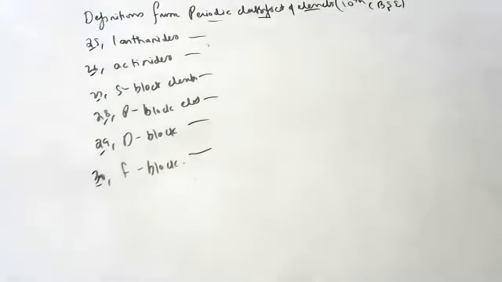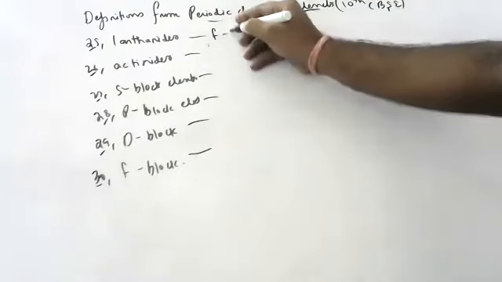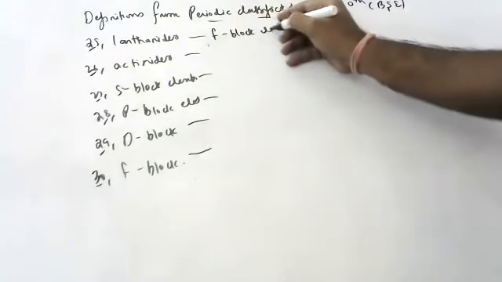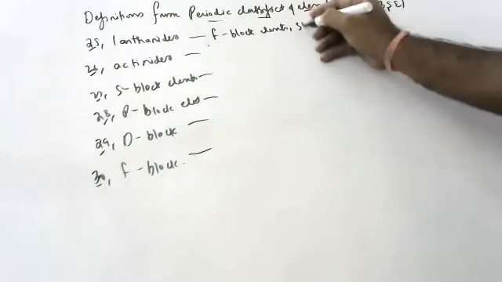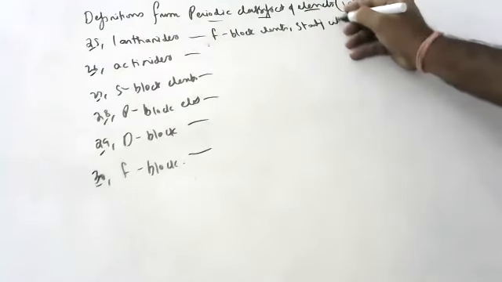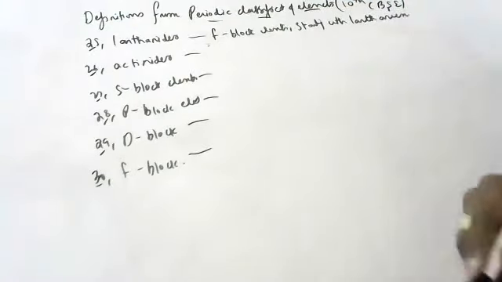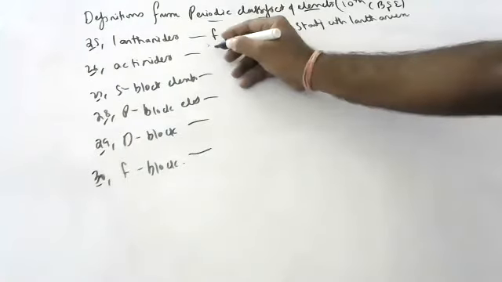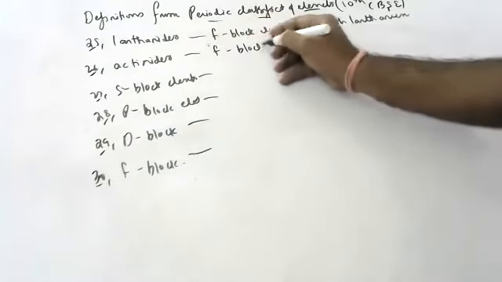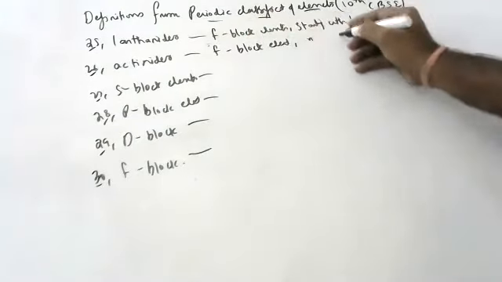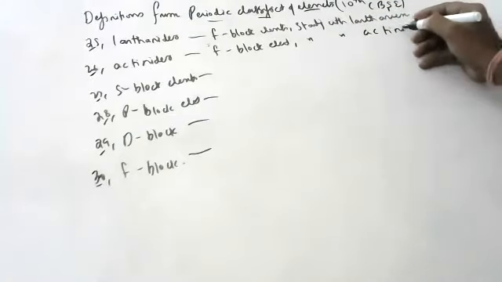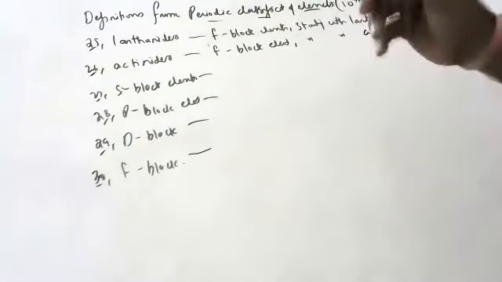What are lanthanides? Lanthanides are F block elements starting with lanthanum. And actinides are F block elements starting with actinium. Very good.